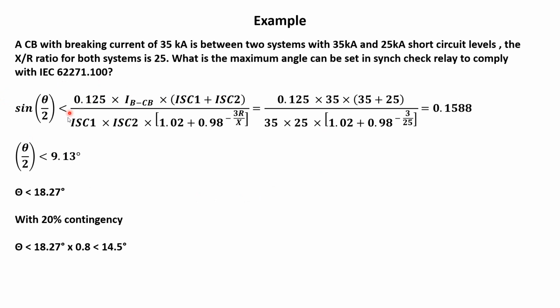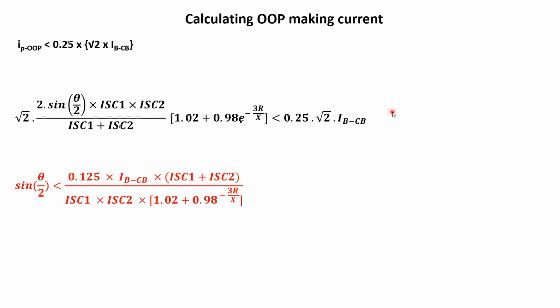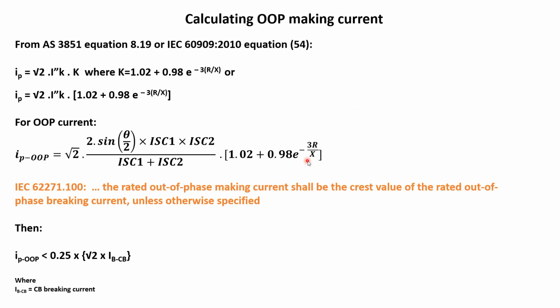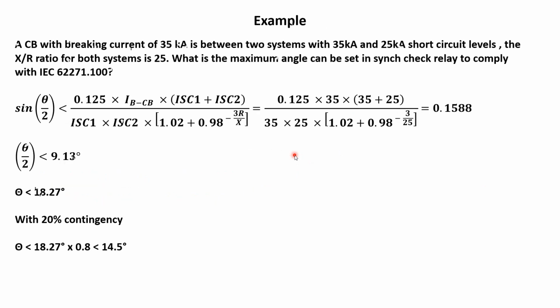So with this value here, we basically have 35 kA short circuit from the breaker, and 35 plus 25, 35 multiplied by 25, and then, sorry, there is an E missing here, E minus here.